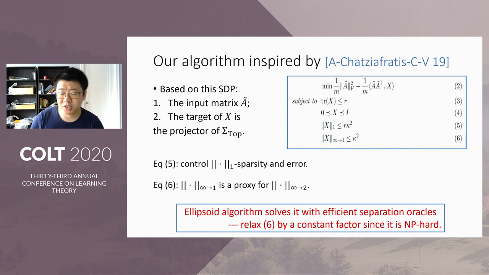So we will minimize the loss under the projection X subject to its rank being at most r. So we have the trace of X is at most r, and X is a projection, so all its eigenvalues are between 0 and 1. And then we use inequality 5 to control this L1 sparsity. And inequality 6 is the most important one, as a proxy of the infinity to 2 operator norm.